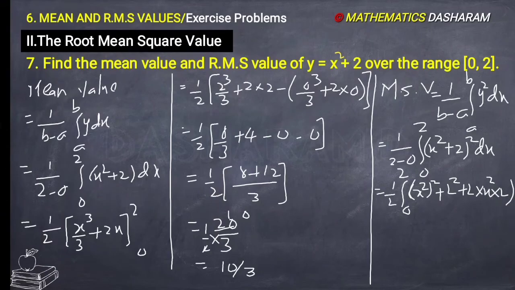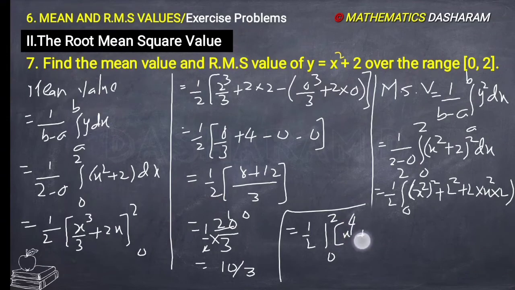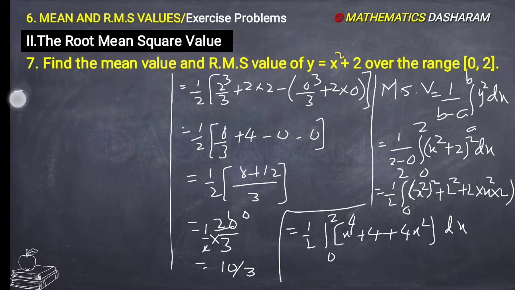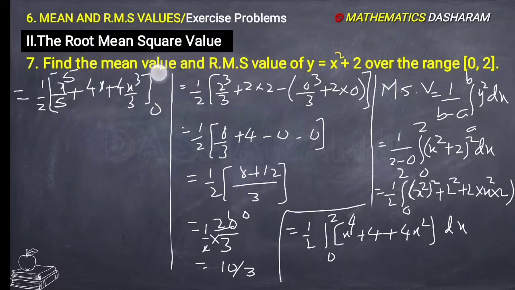So it is equal to 1 by 2 integration 0 to 2 of x to the power of 4 plus 2 squared is 4, 2 2s are 4x square, whole dx. So next, it is equal to 1 by 2 integration of x to the power of 4 is x to the power of 5 by 5 plus 4x plus 4x square, 4 into x cube by 3, from 0 to 2.